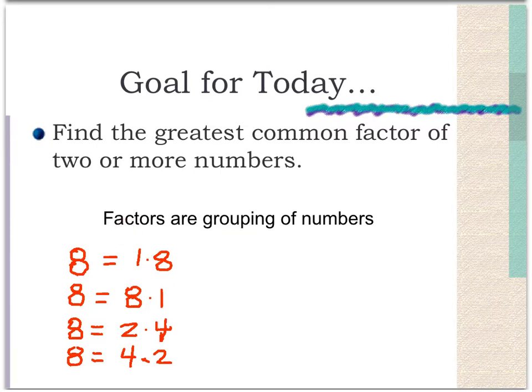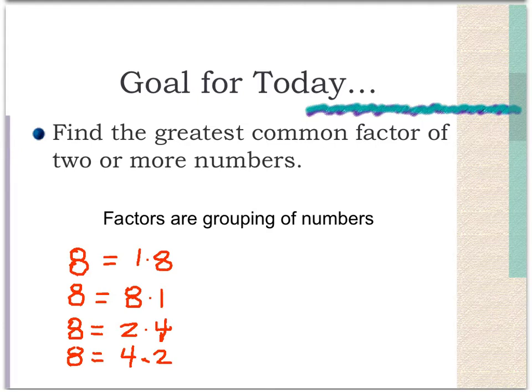Factors are the groupings of numbers. So giving you an example, the number 8. I know that 1 times 8 is 8. I know that 8 times 1 is 8. I also have two more factors. 2 times 4 is 8, and 4 times 2 is 8. We call these factors because that's how I can take 8 different people, let's say, and split them up into different groups without having any groups left over.